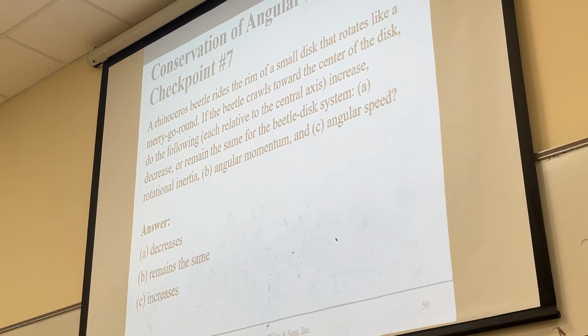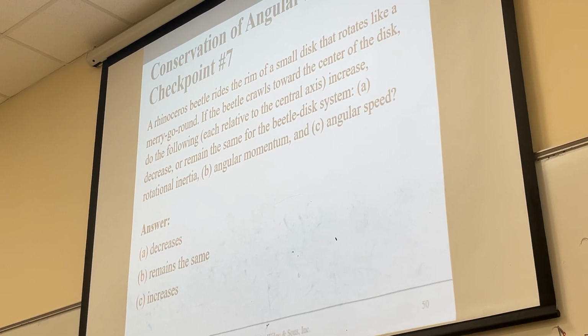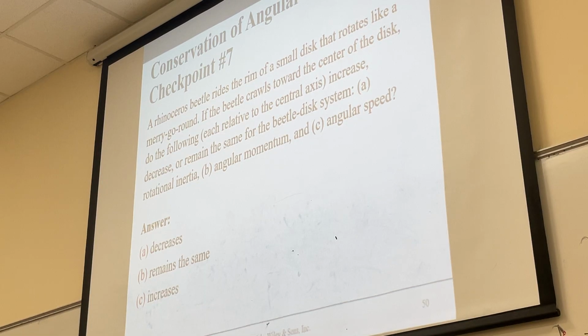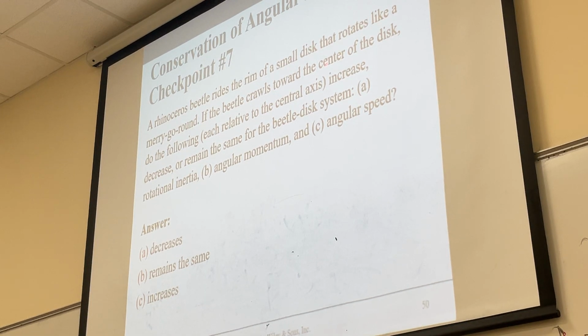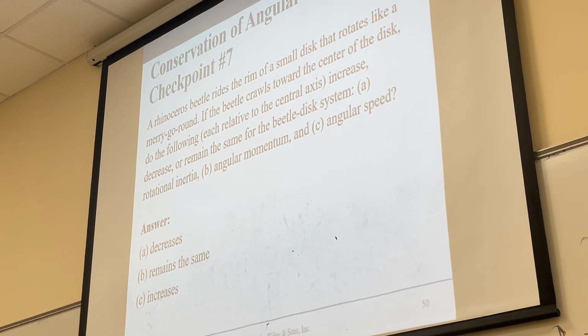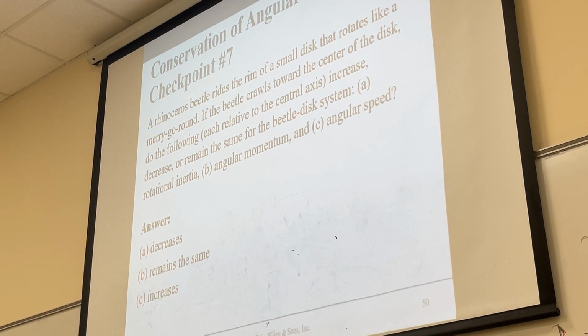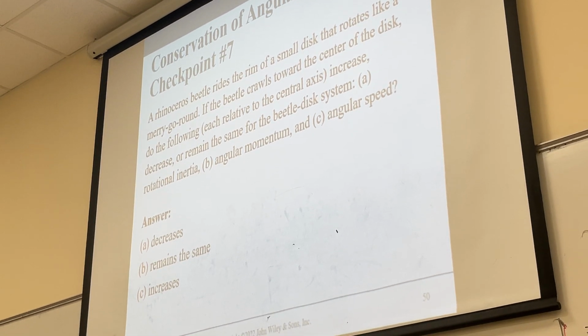So it says this is a beetle. The beetle rides on the rim of a small disc that rotates like a merry-go-round. The disc rotates, and the beetle is here at the rim. She starts walking. The beetle crawls towards the center of the disc. Do the following, each relative to the center: increase, decrease, or remain the same for the beetle-disc system's rotational inertia.